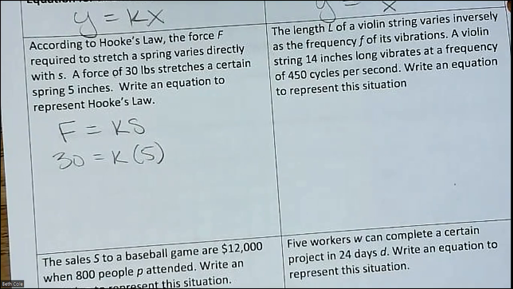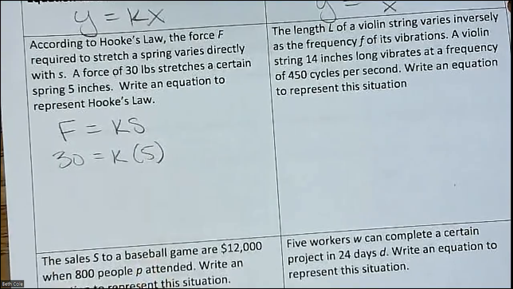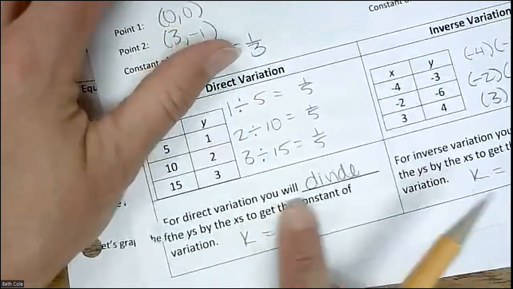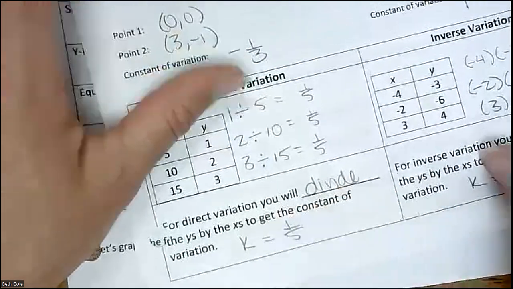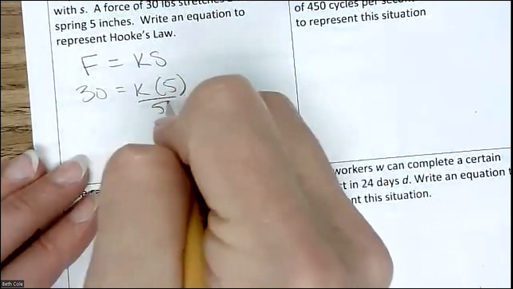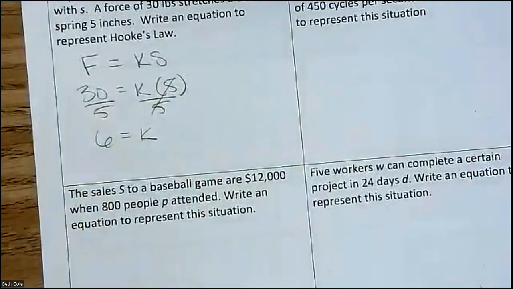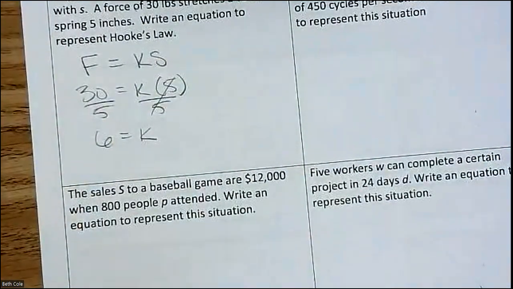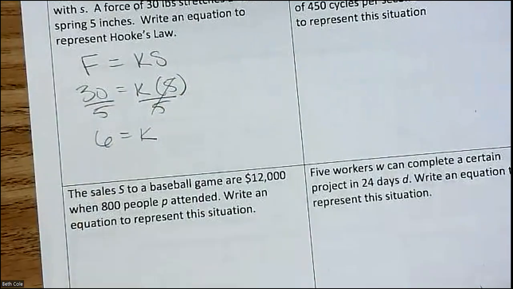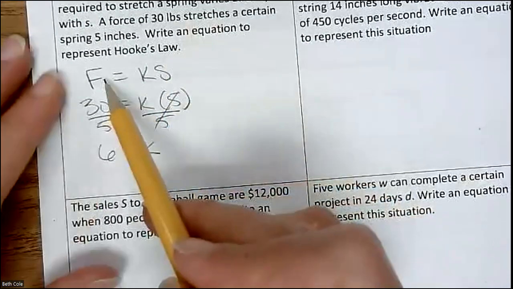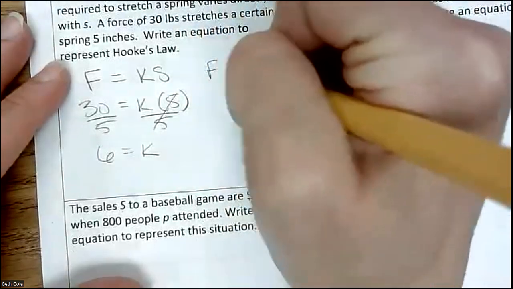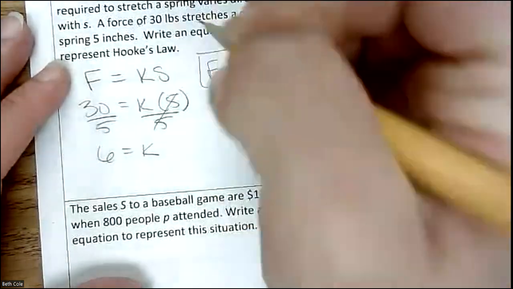Question? Okay. What would you do to both sides to get k by itself? Divide by 5. Oh my gosh. For direct variation, how do you get the constant of variation? You divide. Am I crazy? Okay. So you're going to divide both sides by 5. And what is k? 6. Good. k is 6. The slope of the line is 6. Now, when they ask you for the equation, you have to rewrite this. So it'll be F equals 6S, and that's your answer.